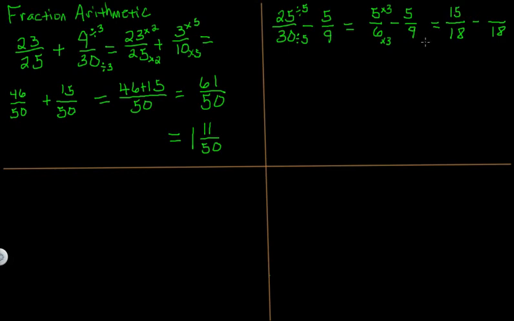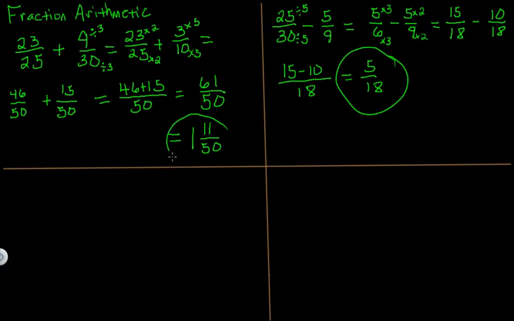And how did we get 9 to be 18? We multiplied it by 2. So as above, so below, we also have to multiply this numerator by 2. 5 times 2 gives us 10. Now that we have common denominators, we subtract the numerators. So we do 15 minus 10 over 18. 15 minus 10 is 5. 5/18 is our final answer.